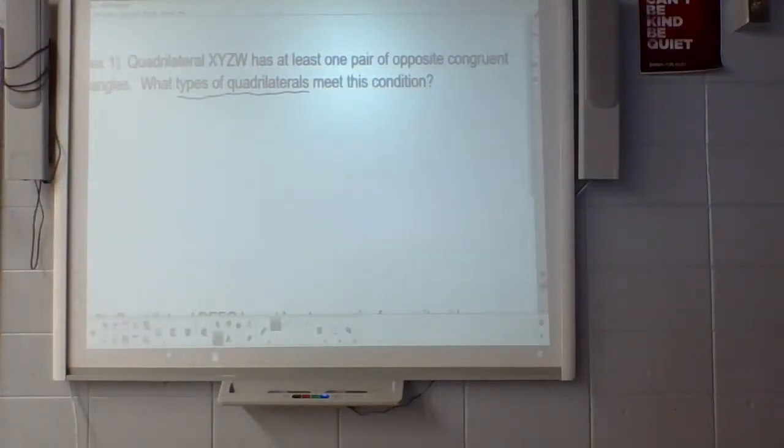I'll give you guys a minute. So how many different shapes have at least one pair of opposite congruent angles? At least one, so that means one or more.